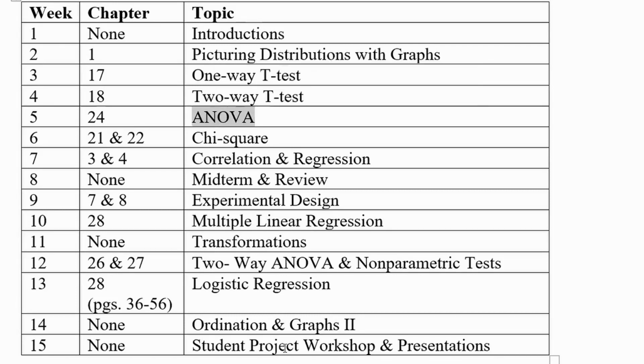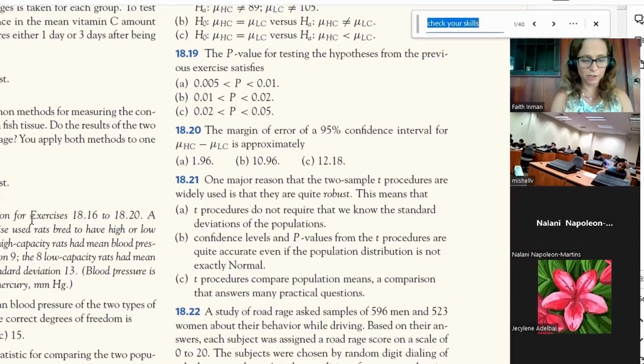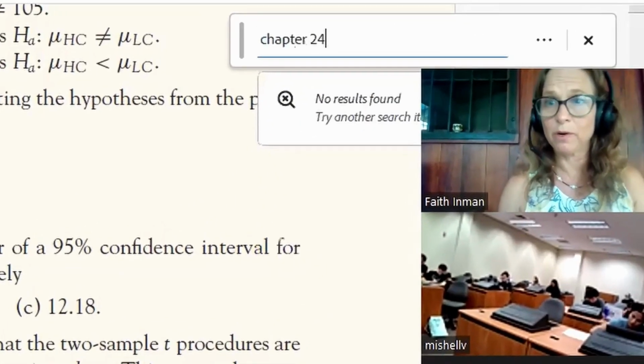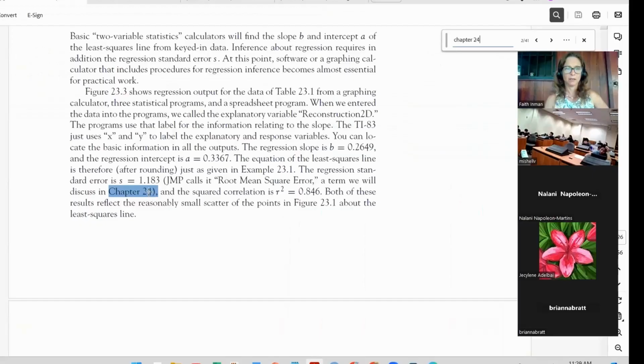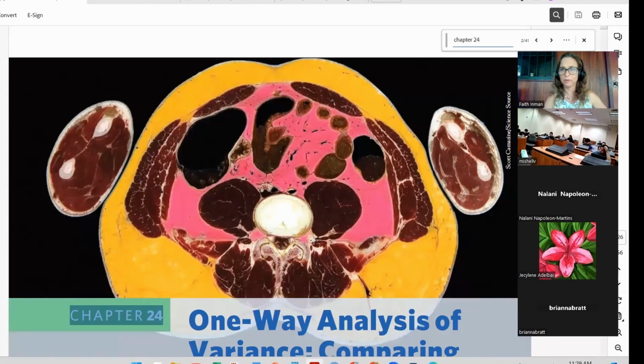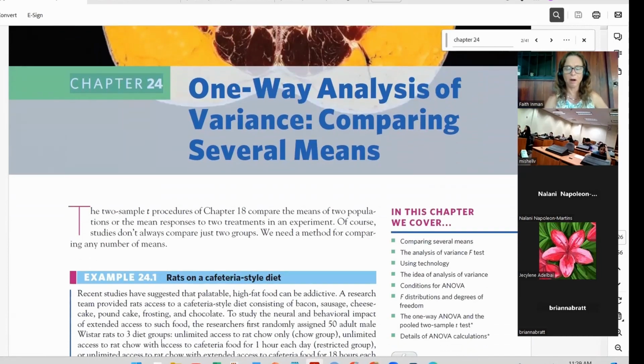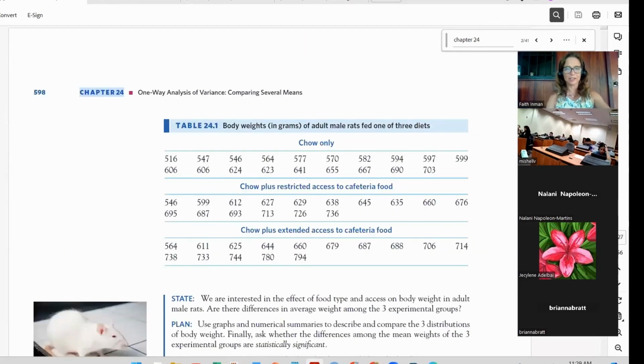ANOVA. Let's go to chapter 24, ANOVA. I'm going to go up to search, chapter 24. And here we get to the section on analysis of variance. And I think this was the one where we actually spent a lot of time on exactly this chapter.